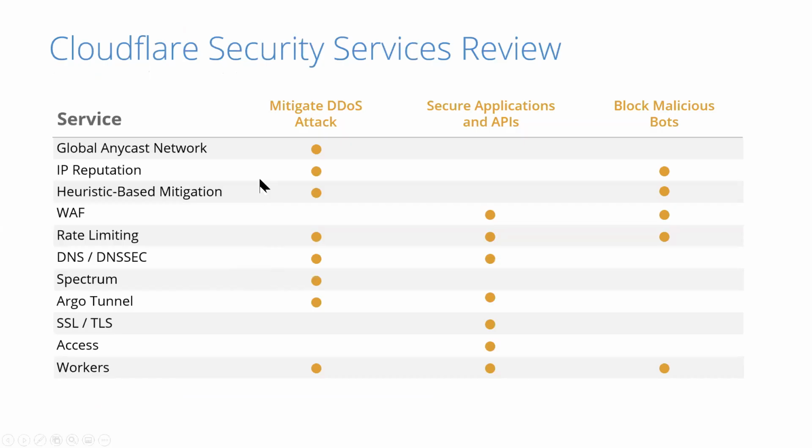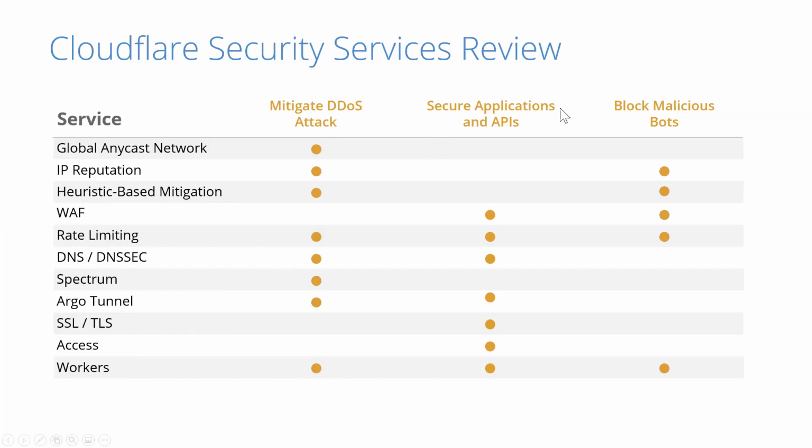So this is the mapping between our security services and the 3 key security use cases that Cloudflare has. What are the solutions to mitigate DDoS attacks? First, you can use Anycast network, IP reputation, and heuristic-based mitigation, which is actually bot management. You can use rate limiting, DNSSEC, Spectrum, Argo Tunnel, as well as Workers if you add additional business logic to it.